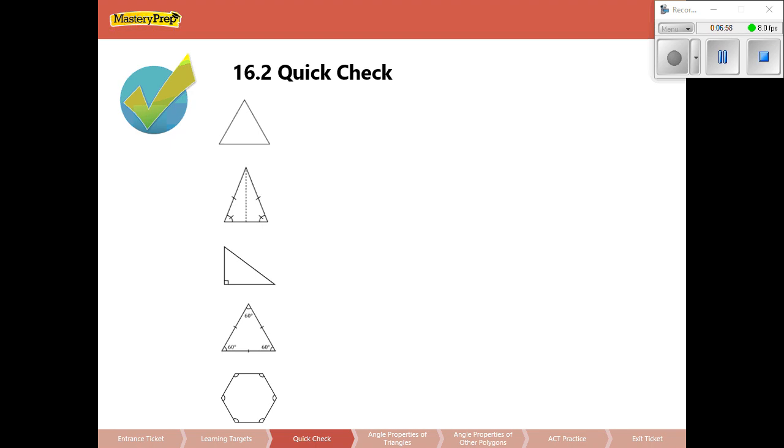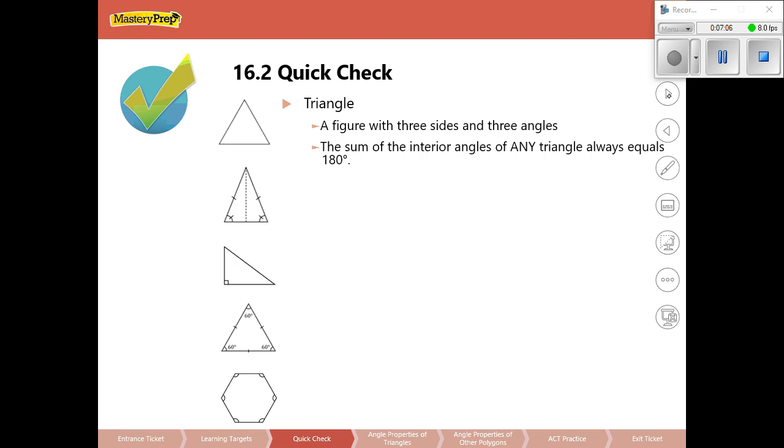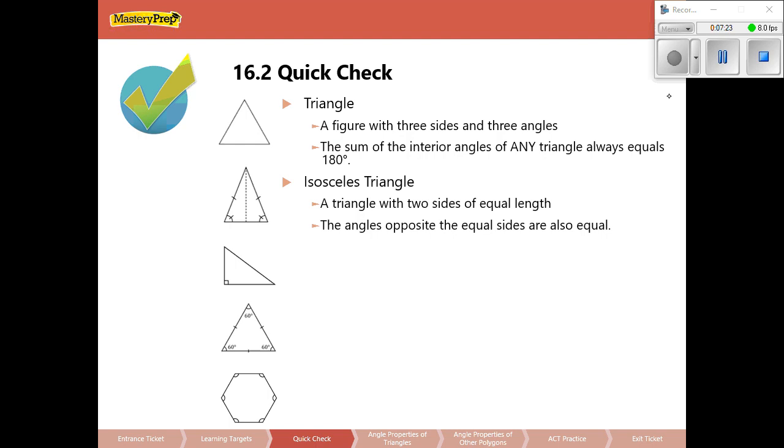Now, the first one, what do we call this figure? Yeah, a triangle. It's a figure with 3 sides and 3 angles. The sum of the interior angles of any triangle is 180 degrees. Now, the next one we actually call an isosceles triangle. And we call it isosceles because we have 2 congruent sides. A triangle with 2 sides of equal length.